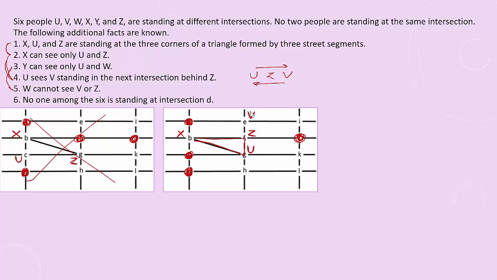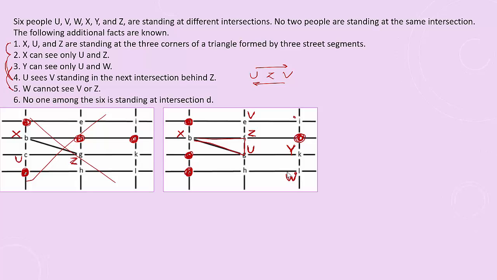So Y can see only U and W, right? So what are my possibilities? I'll keep Y value at this point, and W will be either here or else here, right? So I have to check the other condition. W cannot see V or Z, so W cannot be at this point, so W is definitely at this point.